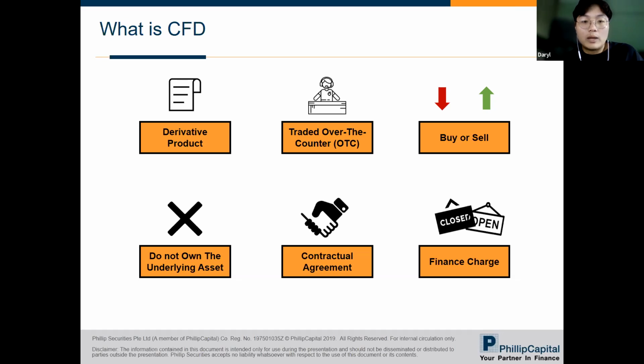When you long or hold one stock contract, you do not own the underlying asset, but what you're getting is actually a contract. CFD is a contractual agreement between an investor and a CFD broker to exchange the difference in the value of a financial product between the time of the contract open and the time when the contract is closed.